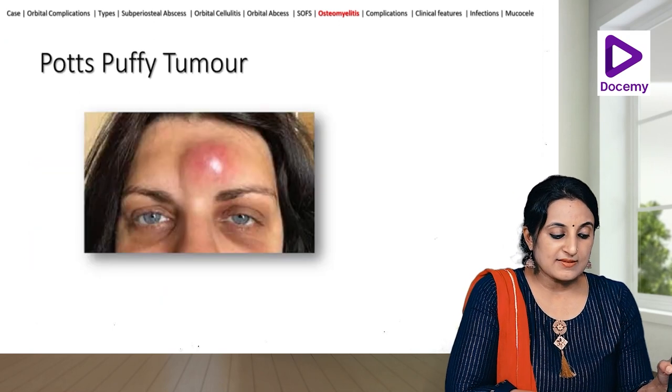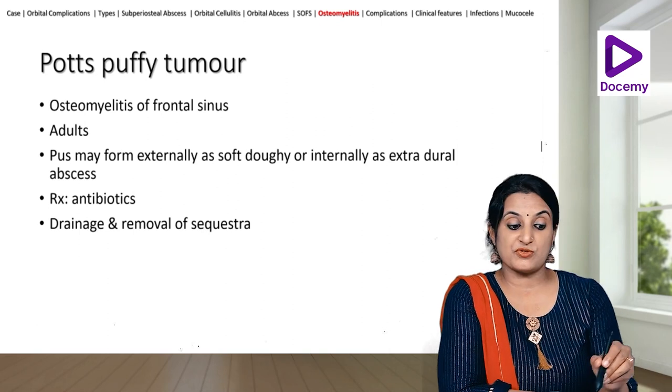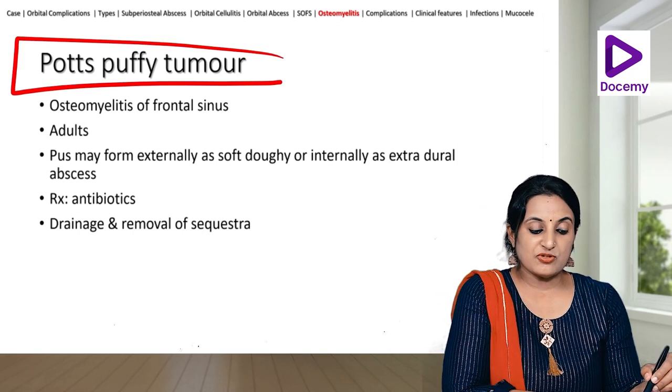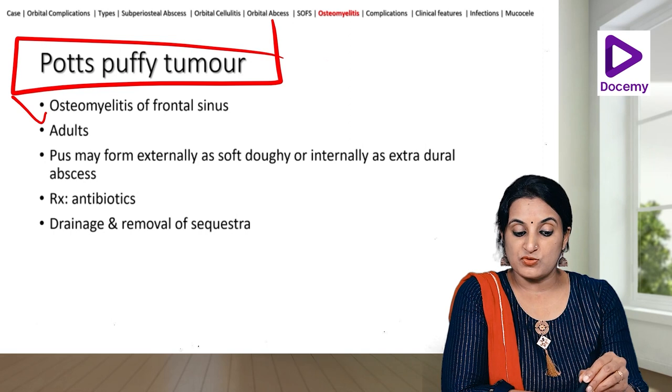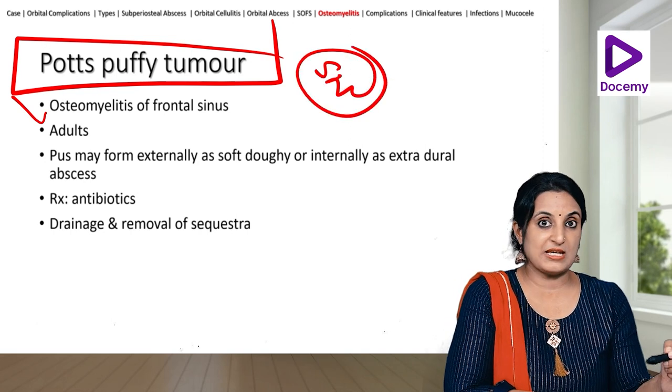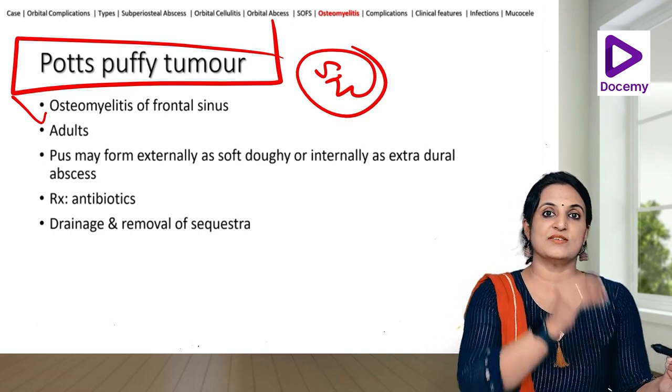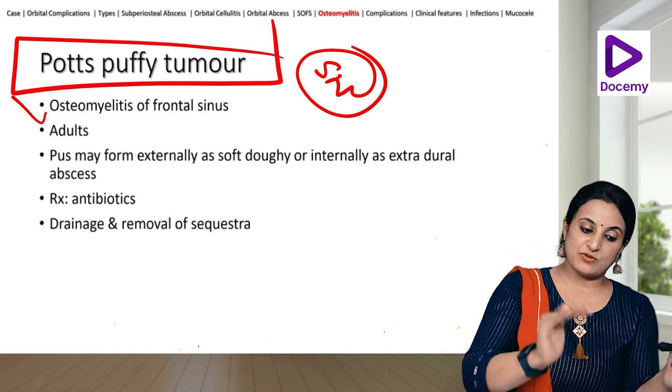Now we should also look at certain types of tumors, for example Pott's puffy tumor, which is actually an osteomyelitis of the frontal bone. This is a sure shot short note for you. Please keep all these points in mind. You can also get a few MCQs from this particular topic.